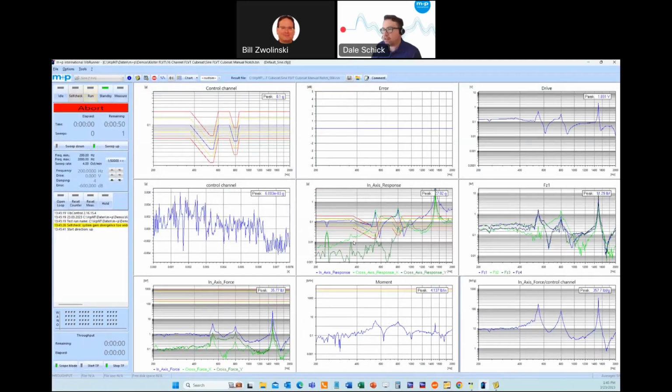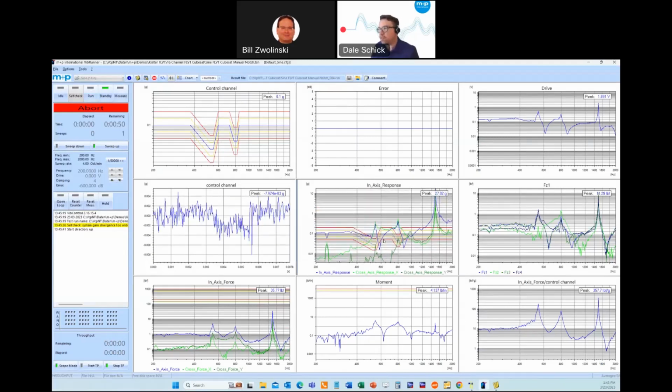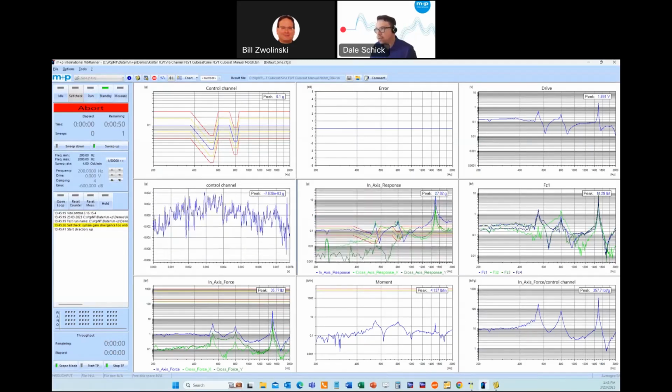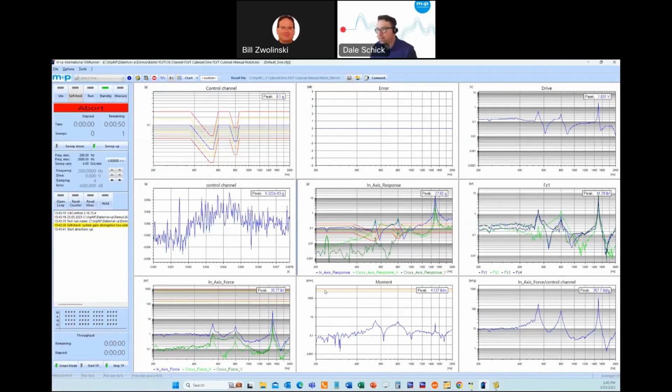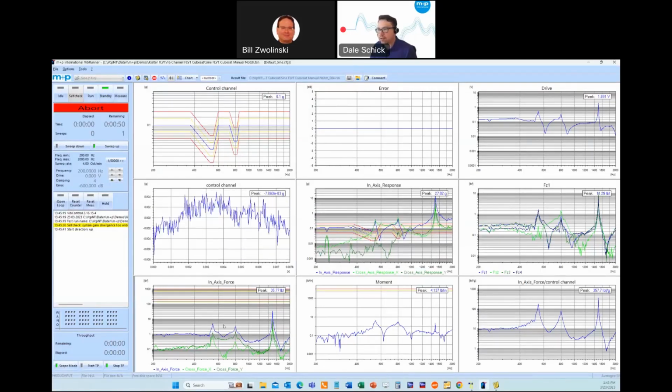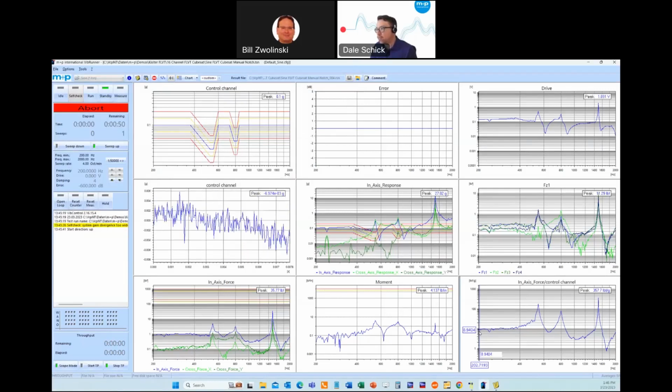So the self-check is done. The self-check puts out a pseudo-random signal and provides a prediction for the response. So this is the accelerometer that's on top of the CubeSat. This is our in-axis force, our cross-axis force, X and Y, and these are summed. And then over here, I've got our in-axis force, which is summed Z, divided by the control channel input. And this is how we can do an in-situ calibration.